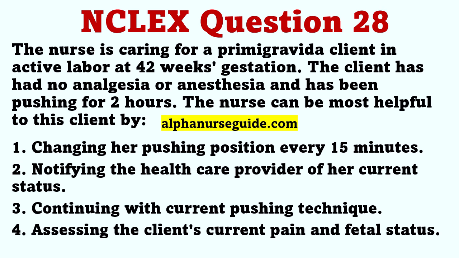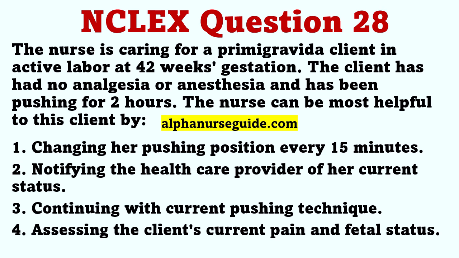The nurse is caring for a prima gravida client in active labor at 42 weeks gestation. The client has had no analgesia or anesthesia and has been pushing for 2 hours. The nurse can be most helpful to this client by 1. Changing her pushing position every 15 minutes. 2. Notifying a healthcare provider of her current status. 3. Continuing with current pushing technique. 4. Assessing the client's current pain and fetal status.